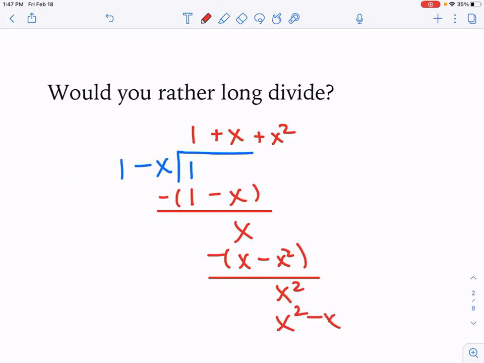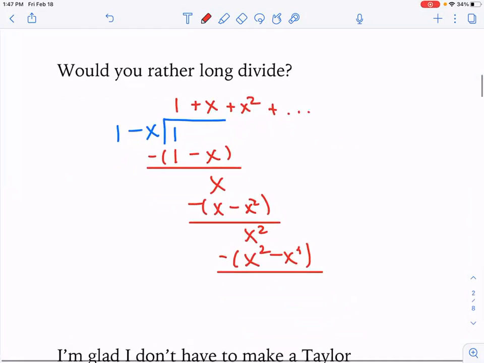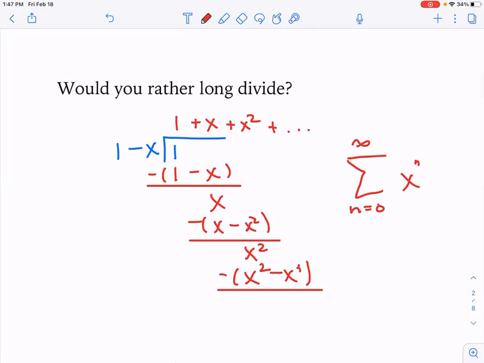And that pattern is going to continue, which just ends up being the series from n equals 0 to infinity of x to the n. You know what? I really think I prefer using a geometric series to do that. Oh, you would rather do long division? Okay.